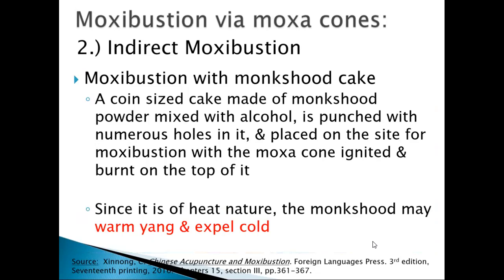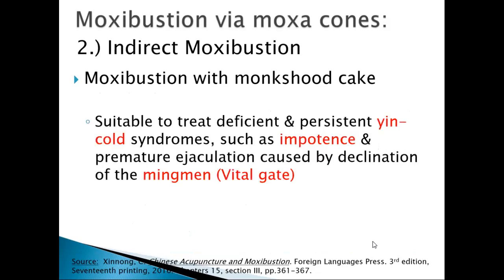So it is of heat nature, it warms yang and expels cold. Because your monkshood cake is of warm nature and very hot, no? So you use that for cases of yang deficiency and cold cases, no? So suitable to treat deficient and persistent yin cold syndromes such as impotence and premature ejaculation caused by declination of your Mingmen or your vital gate. Mingmen, as you know, is your GV4 or your governor vessel 4. It's located at the back, no? Specifically below the L2 spinous process, no?